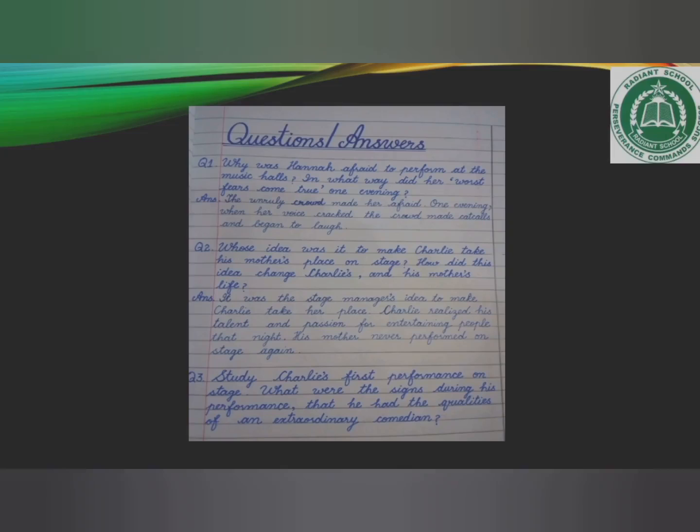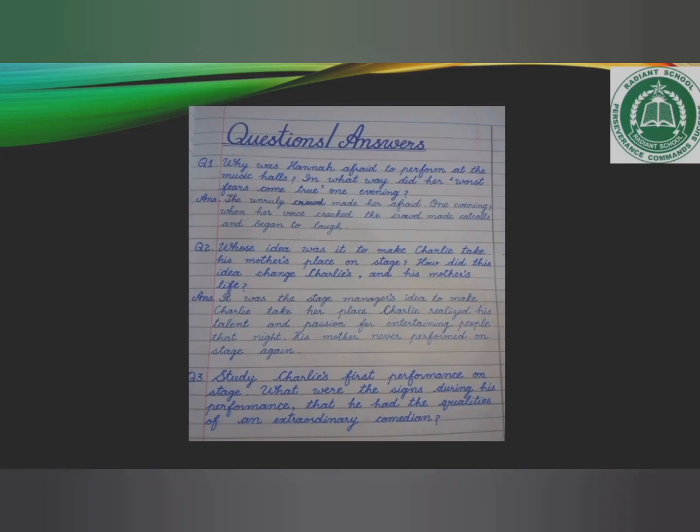Charlie realized his talent and passion for entertaining people that night. Full stop. We will take the start of the next sentence by using the capital letter. His mother never performed on stage again. Question number 3. After skipping a line, we will take the start of the question number 3.